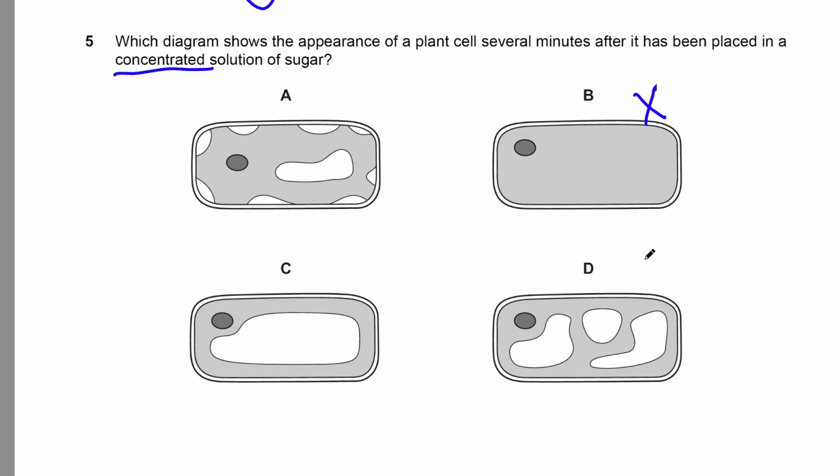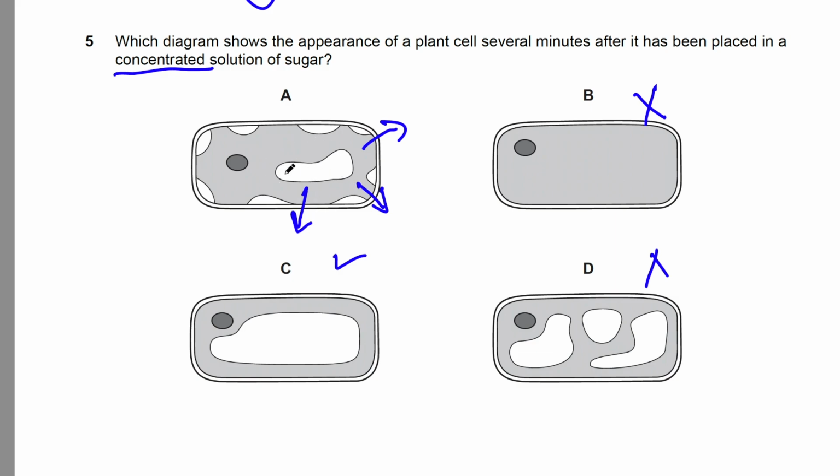If we look at the D, also it's wrong. Why? Because we have several central vacuoles and that's wrong. Now we have A and C. If you just look at the C, you will find the central vacuole not affected, even though it's already filled with water and minerals, which is wrong. This is not in hypotonic, this is in hypertonic because the water must leave the cell. So we should think directly that the answer is A.